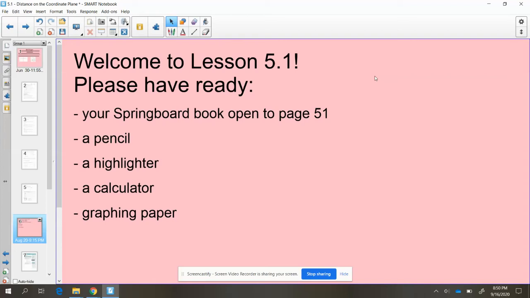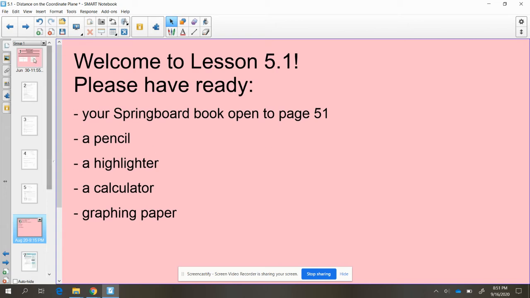Hi everybody, and welcome to Activity 5, Lesson 5.1. Ironically, Lesson 5.1 starts on page 51 today, and you're going to need your book open to that page, a pencil, possibly a highlighter, a calculator for sure, and potentially some graphing paper if you have access to it.